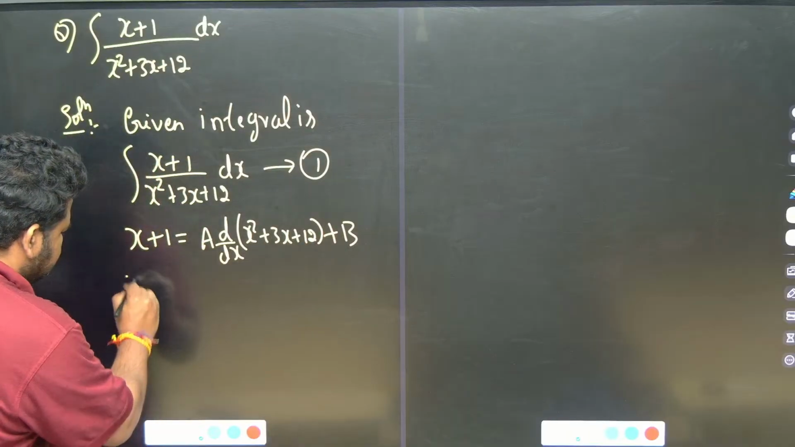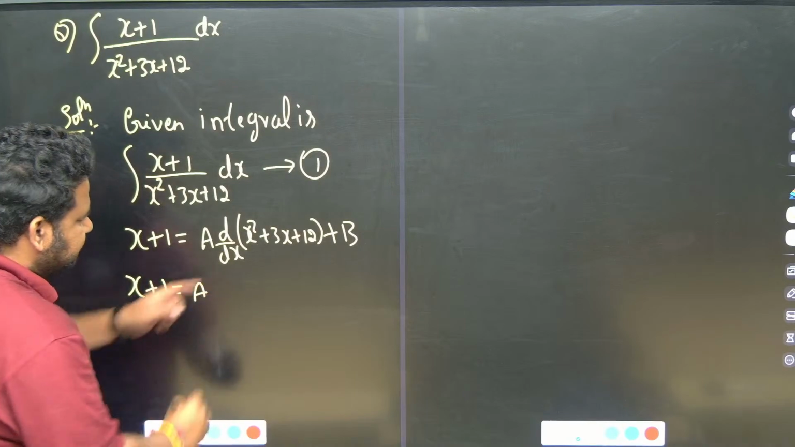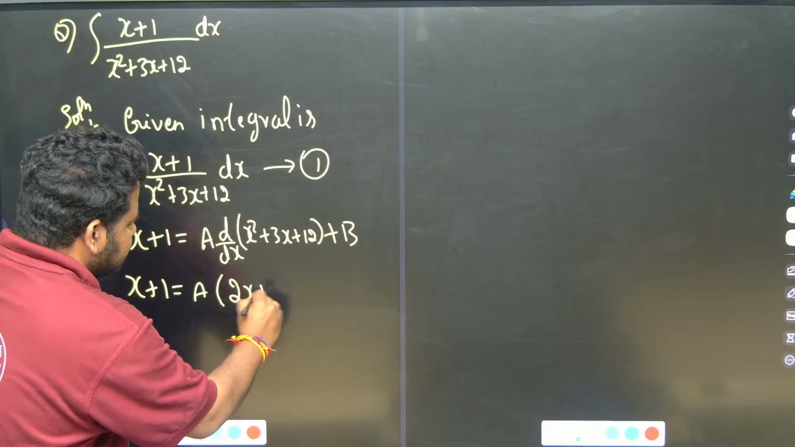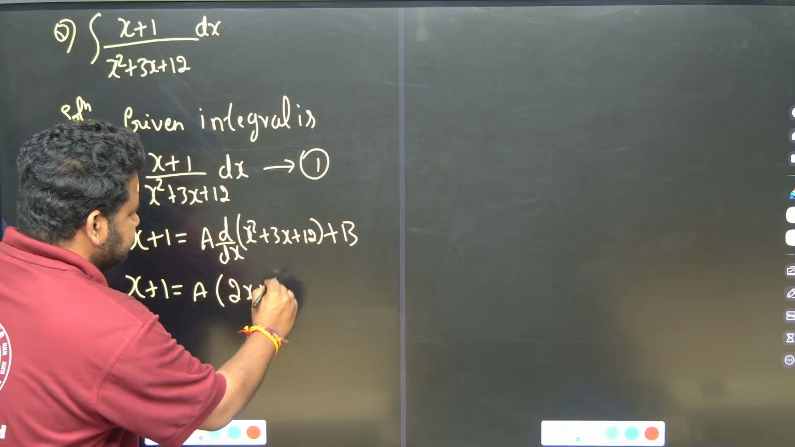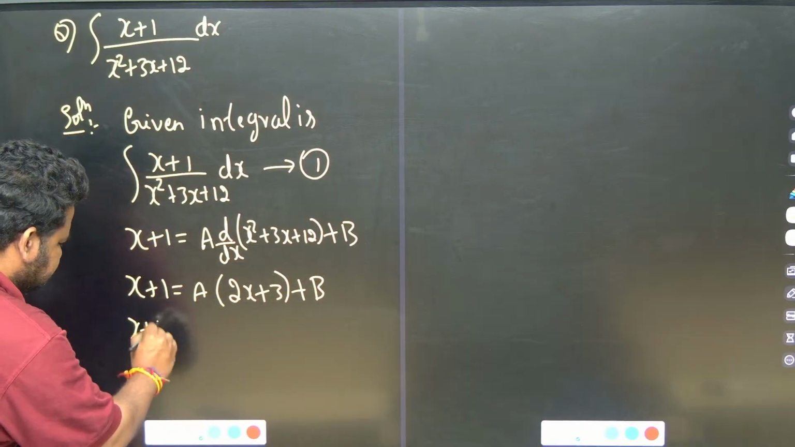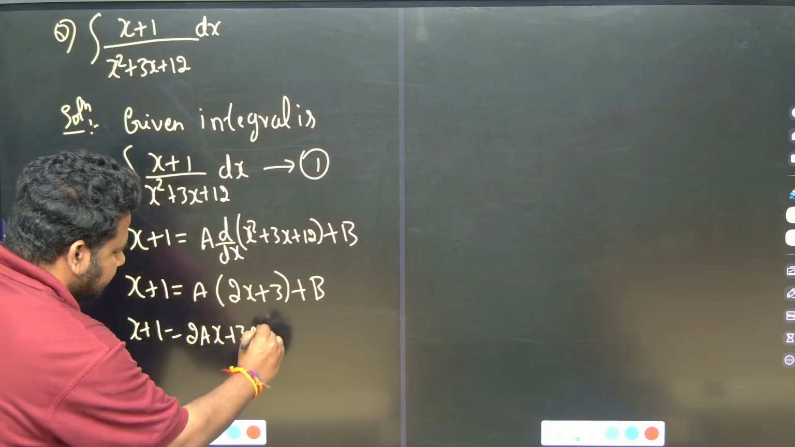Now let us continue here. X plus 1 equals a times d by dx of x square plus 3x plus 12. This will become 2x plus 3. So a into 2x plus 3 plus b. This implies x plus 1 will be equal to 2ax plus 3a plus b.